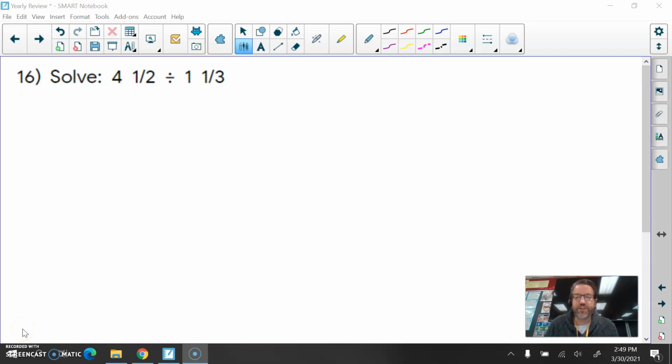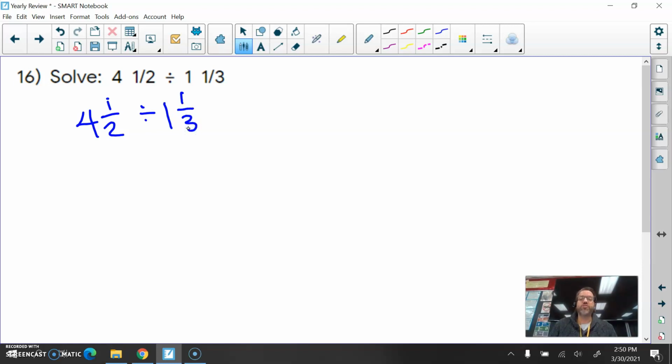All right, now let's look at number 16. Solve 4 and 1/2 divided by 1 and 1/3. See how it's written like this. I know it would be nicer if it looked like this: 4 and 1/2 divided by 1 and 1/3.